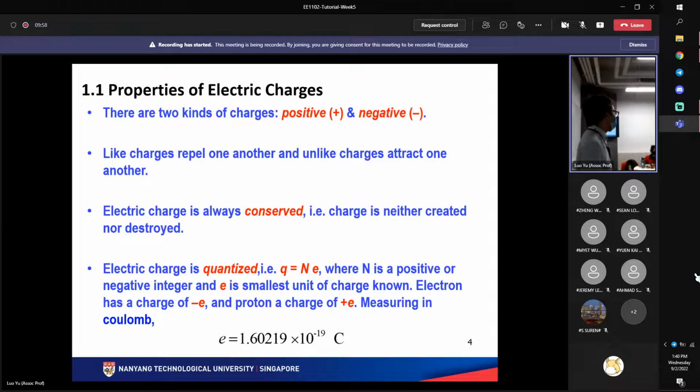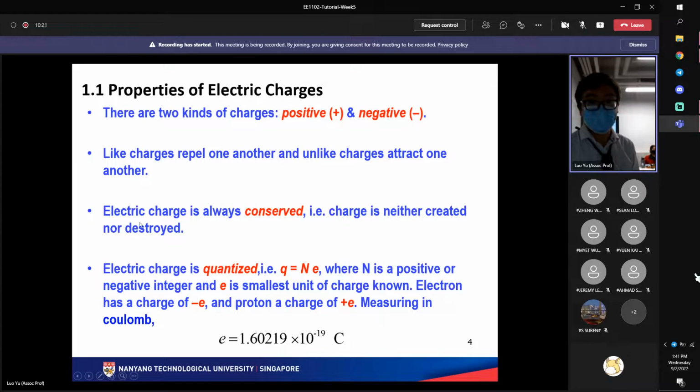So any charged object must take an electric charge which is an integer times this number. For example, you cannot get an object whose charge is just 1/3 or 1/2 of this quantity. So you can never get that. It's always an integer times this number. Okay, so this is what we call quantized.